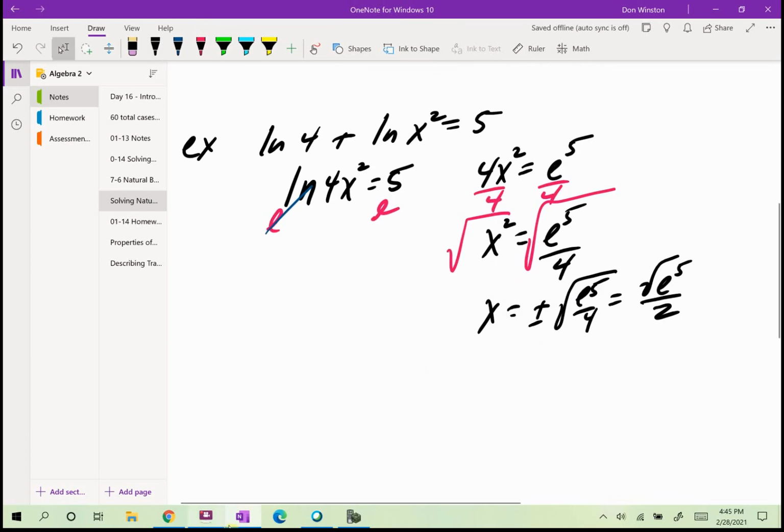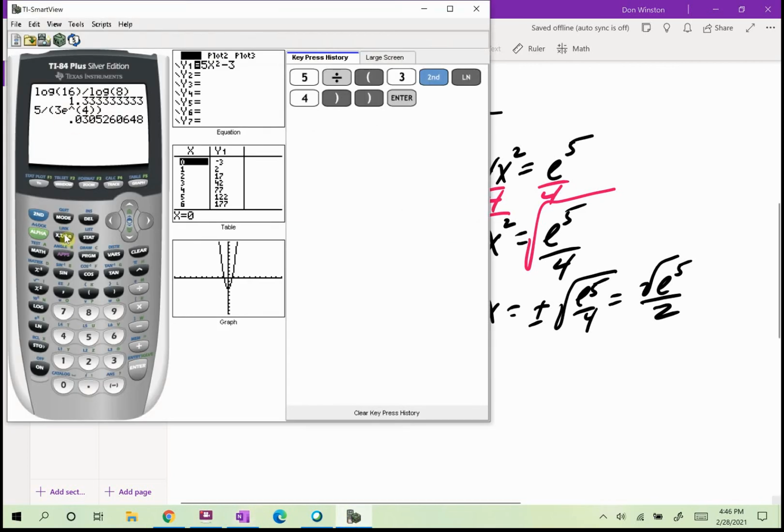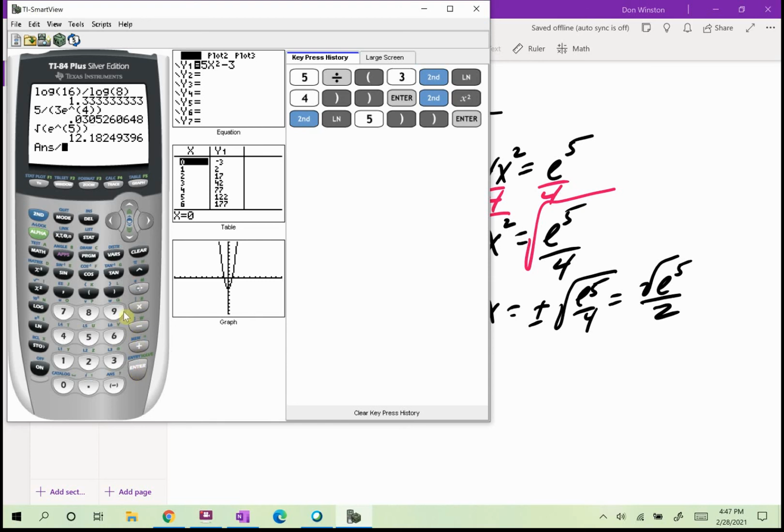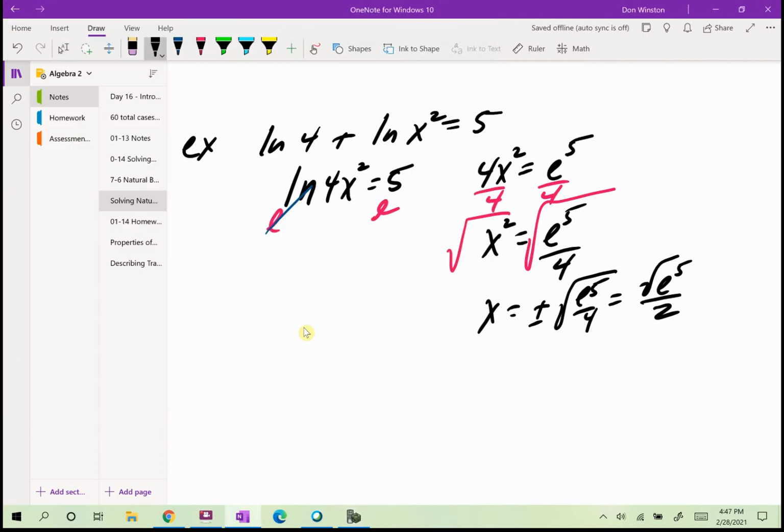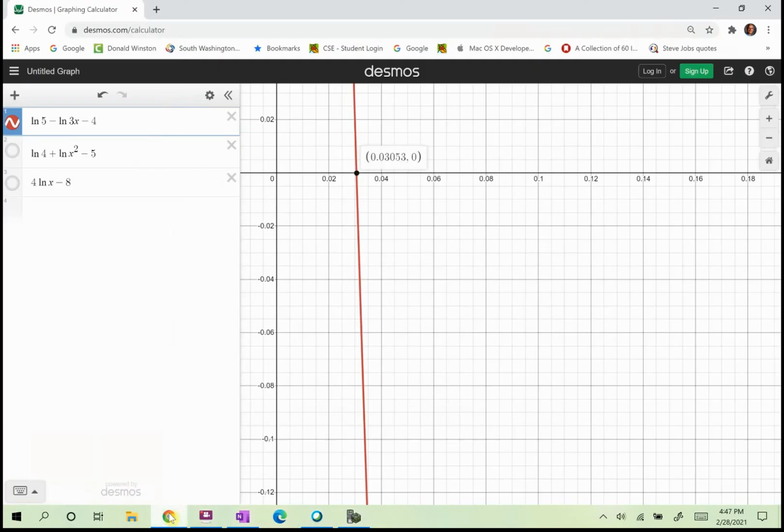All right, I'll do that with my calculator. That's the square root of e raised to the 5th, divided by 2. So let's see here, square root of e raised to the 5th, and then divide that by 2. So x is approximately equal to plus or minus 6.09.